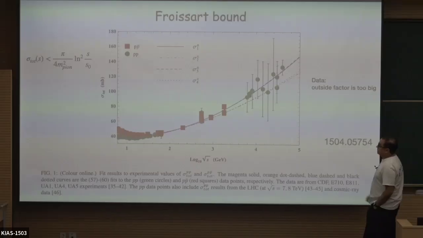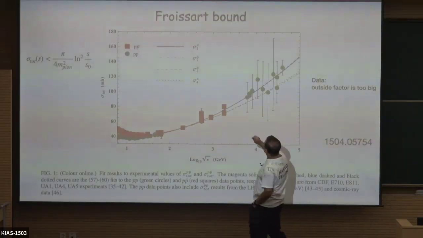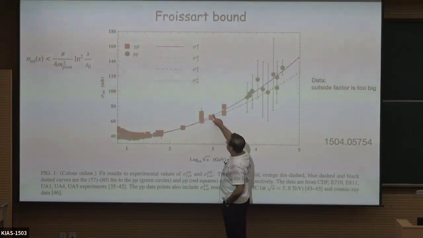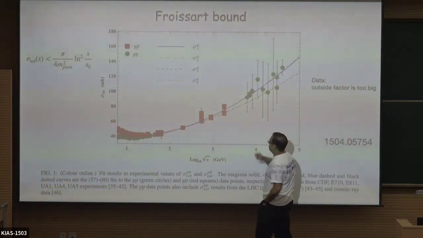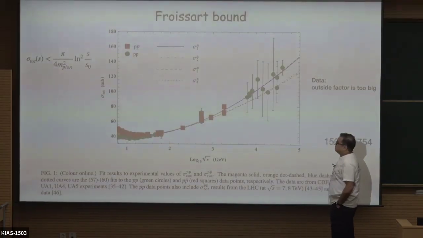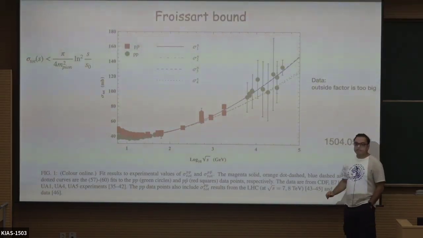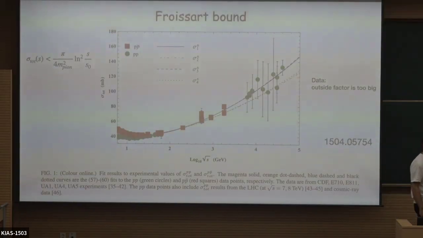The other thing to note is that there are places where the green and the red points are almost on top of each other. So the scattering cross-section for p-pbar and pp, they actually become the same as you approach high energies. This is a famous theorem. It goes by the name of the Pomeranchuk theorem, and it's a consequence of unitarity.